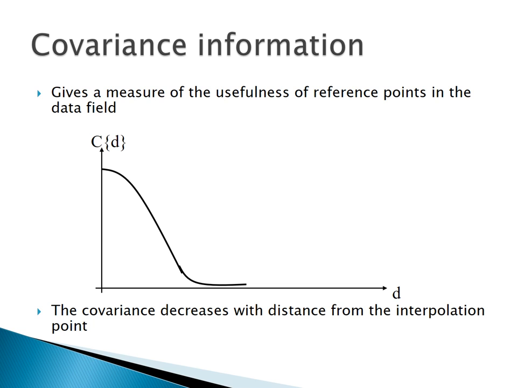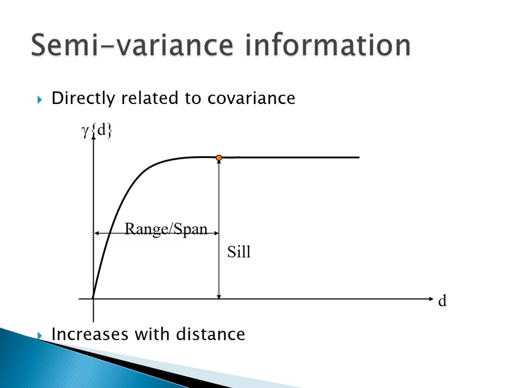Covariance: you can see that if we use a covariance model, the covariance decreases further away from the interpolation point. So this is how useful the reference points are, and it's really measuring that. So this is like, okay, how useful are the points around the data point that I'm looking for? Can I use them? Or what size and shape of area and neighborhood do I need?